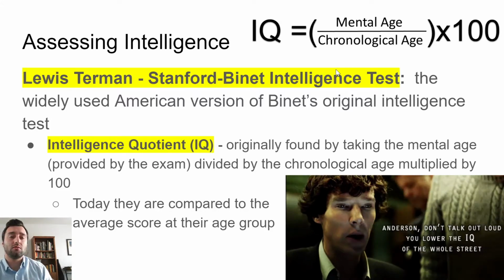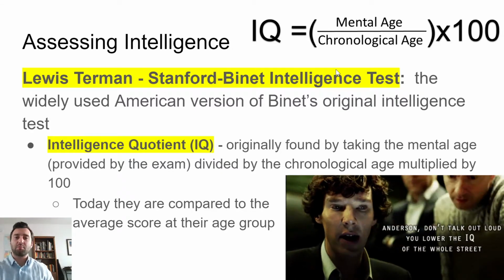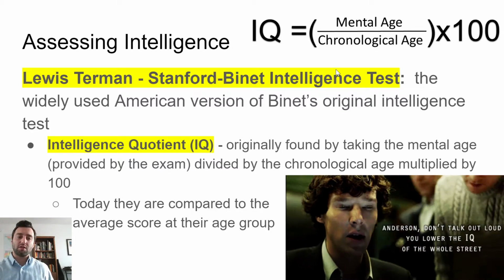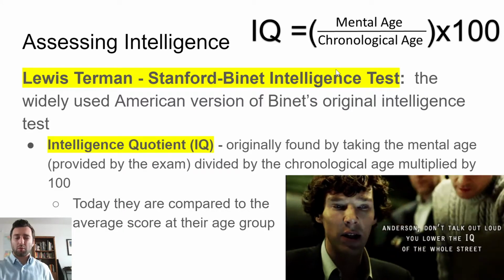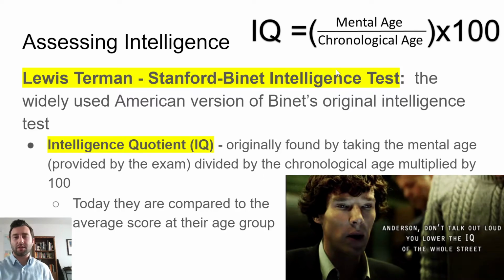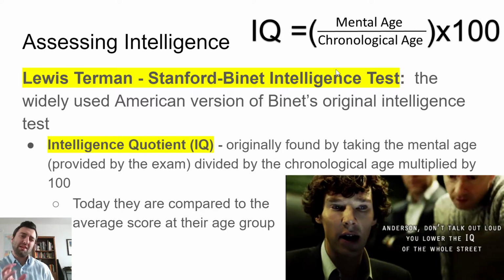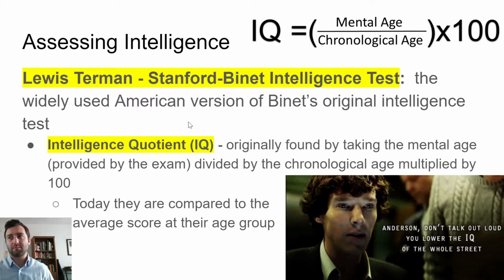Now, today they do score IQs a little bit different. It's not like this perfect math equation anymore. It's more about a comparison to the average score of your age group. And we'll talk about kind of why they maybe changed this a little bit later. But they've just changed the math a little bit. The general idea is basically the same.